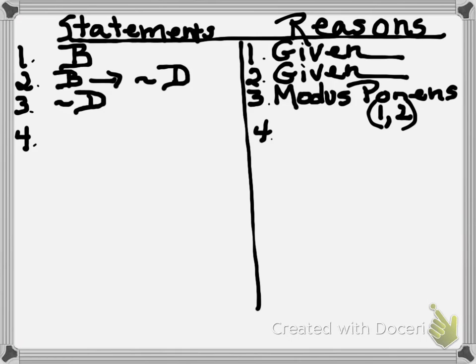Now we're going to bring in something that has D in it. So I've used this one and I've used this one. I'm now going to go to C or D, together with not D. Now this is a disjunction. It's an or statement. Therefore it cannot be modus ponens or modus tollens. They go with conditionals.